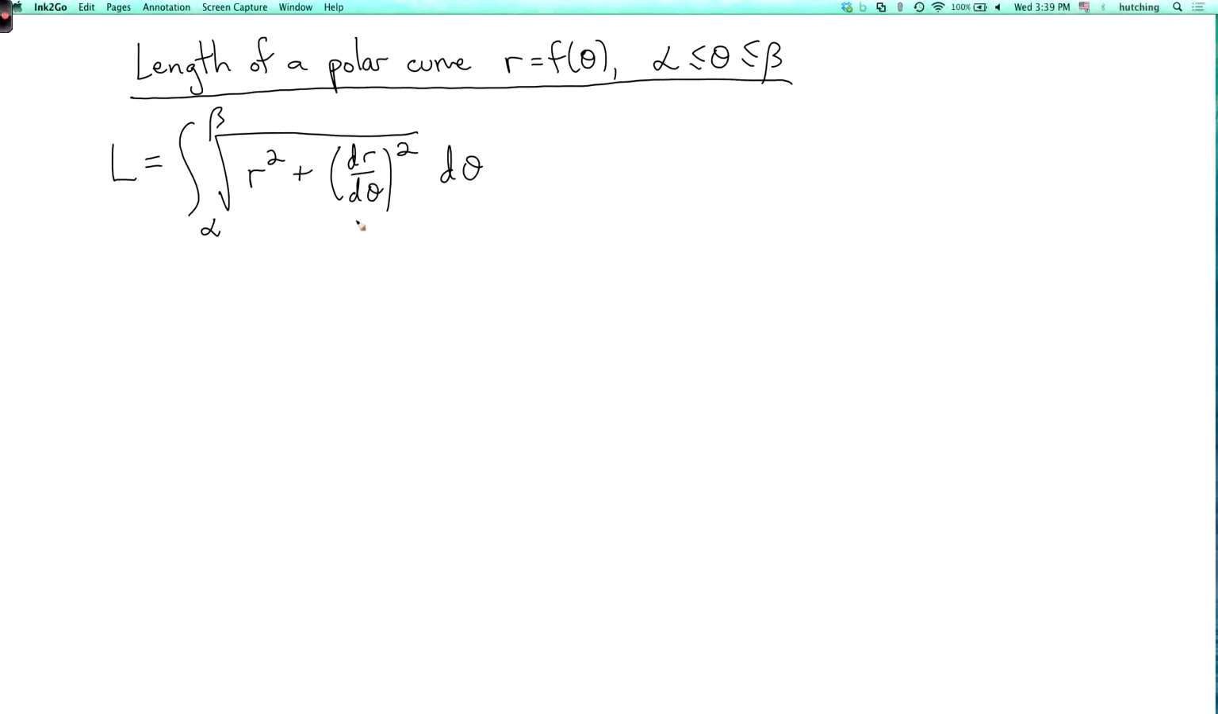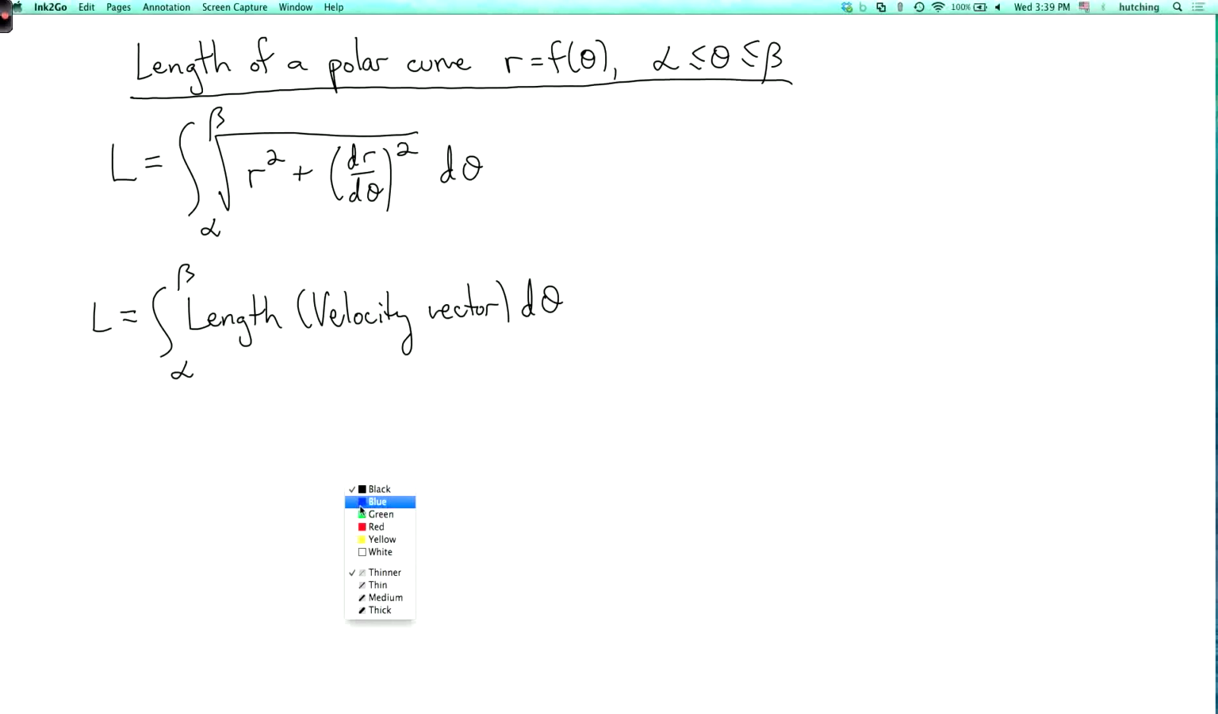So why is this true? Well, first, the explanation in terms of vectors, and if you're not yet comfortable with vectors, ignore this, is as follows. So if we think of theta as representing time, then the length is the integral from alpha to beta of the length of the velocity vector d theta. And what does the velocity vector look like?